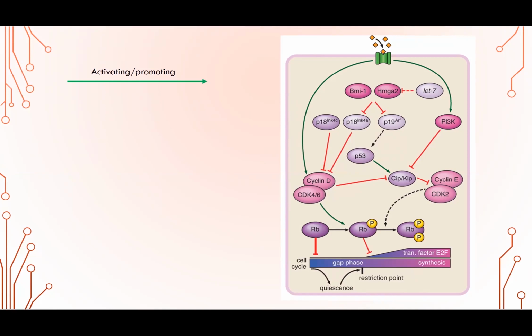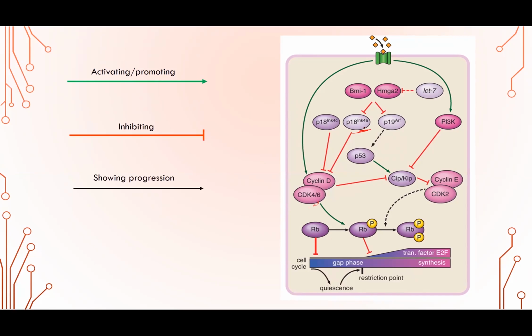So this green arrow means activating or promoting. So if you see a green arrow somewhere, so let's say here in cyclin D, CDK4/6, you see a green arrow pointing towards RB where it has one phosphate attached to it. So this means that CDK is promoting RB to be phosphorylated. And then the next one, this red arrow is the inhibiting arrow. So let's say here you see P16. It has this red arrow pointing towards cyclin D. So that means P16 is inhibiting cyclin D.